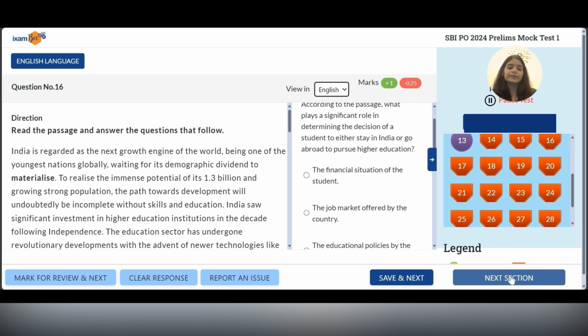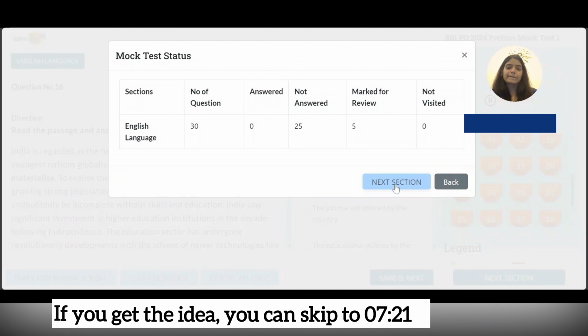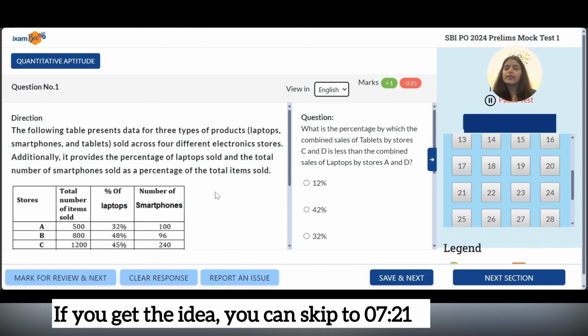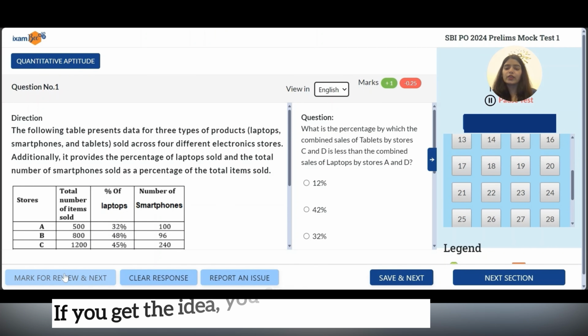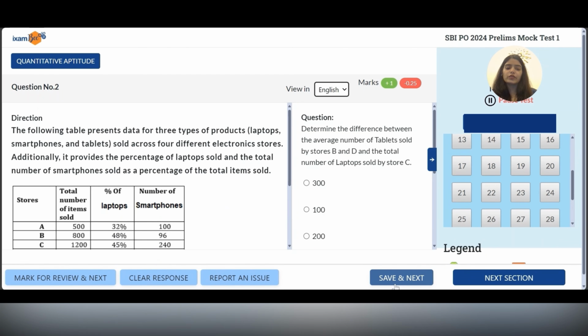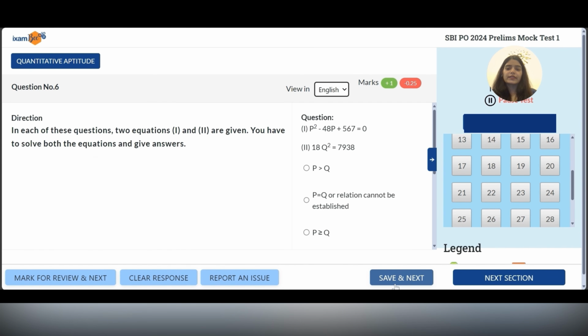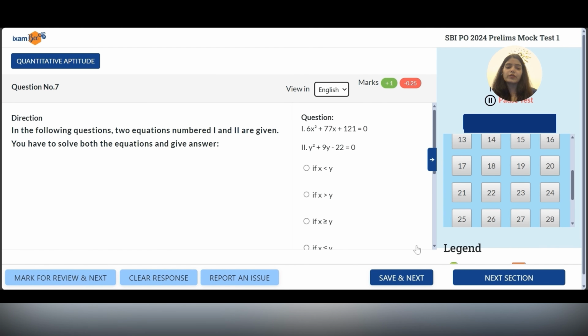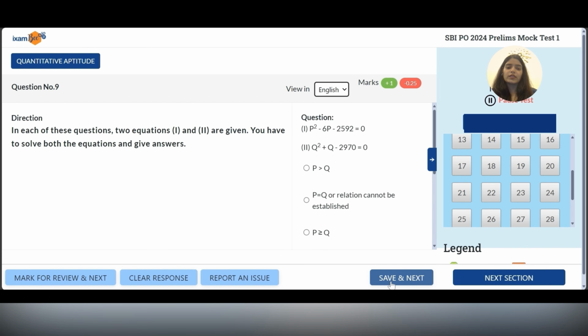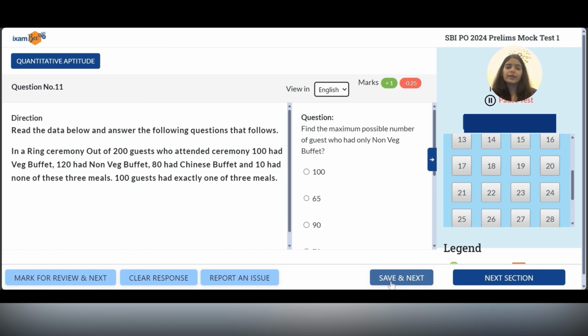Now let's see quant. So in your quants, this is your first question. It is kind of a DI. So we'll mark it for review, save next. This is an inequality question. Mark it for review. We know all these questions are for inequality.